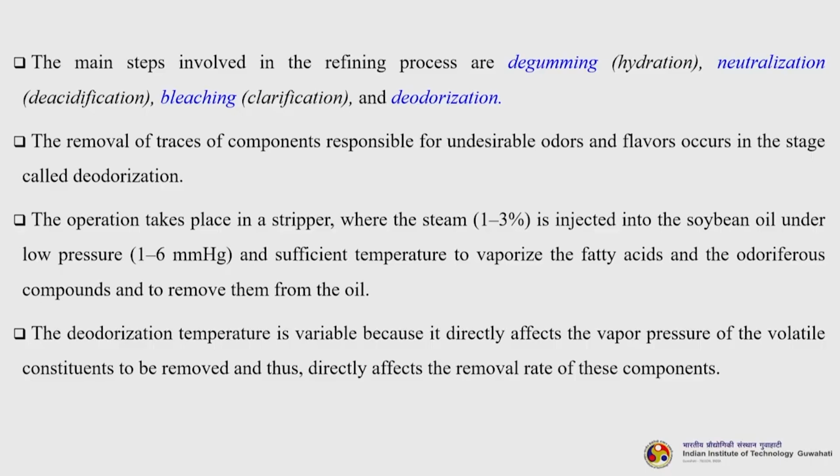The operation takes place in a stripper, where steam, usually 1 to 3%, is injected into the soybean oil under low pressure, almost 1 to 6 mmHg, and sufficient temperature to vaporize the fatty acids and the odoriferous compounds and to remove them from the oil. So, they are more volatile, they will immediately vaporize. The deodorization temperature is variable because it directly affects the vapor pressure of the volatile constituents to be removed, and thus directly affects the removal rate of these components.